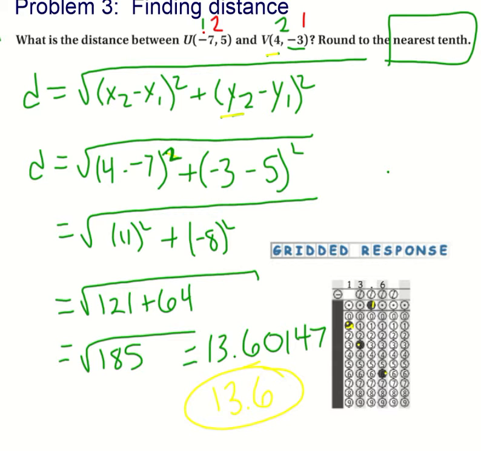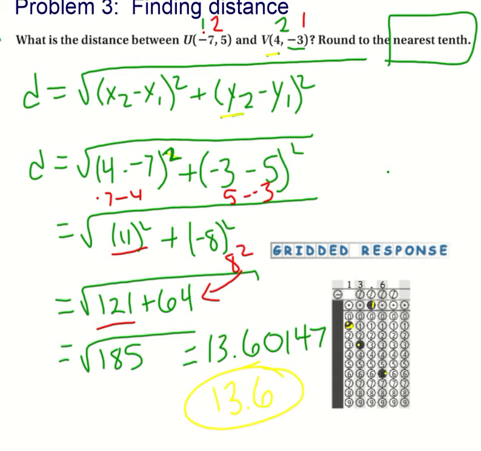I'm going to tell you that yes, right off the bat, you will get the same result, because if you switch this up and you did -7 minus 4, you're still going to get 11, but it's going to be a -11. And a -11 squared is going to be the same as 11 squared, which is 121. It's the same thing here. You're going to get 5 minus a -3, which is going to give you a +8. +8 squared is the same as 64. So as long as you're keeping your x1 and your y1, your x2 and your y2 from the same ordered pair, it doesn't really matter which one you pick for your ordered pairs.